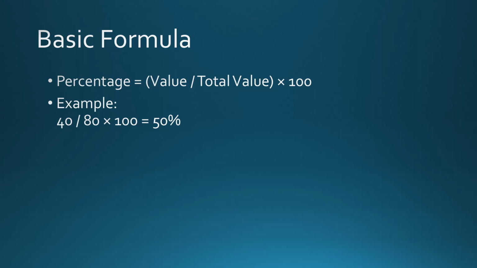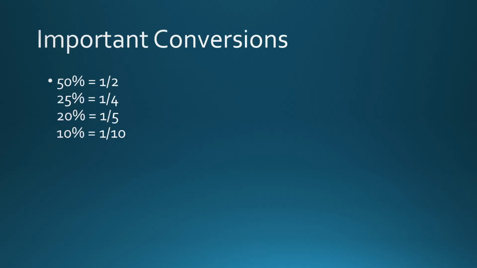Now moving on. What is the basic formula of percentage? Percentage is value divided by total value into 100. For example, let me ask you, 40 is what percentage of 80? So now my value is 40, total value is 80. So percentage will be nothing but 40 divided by 80 into 100. That is 50%.